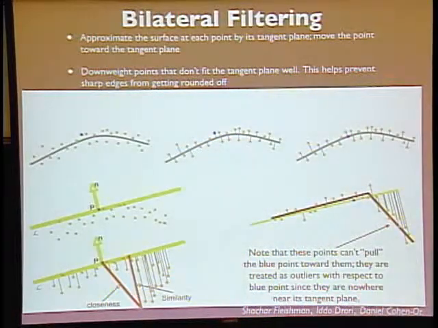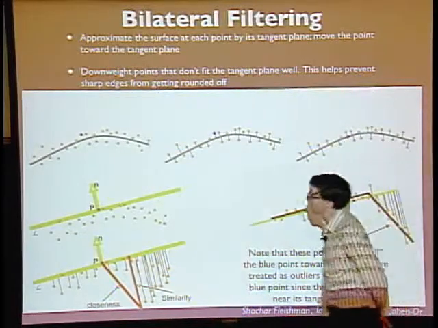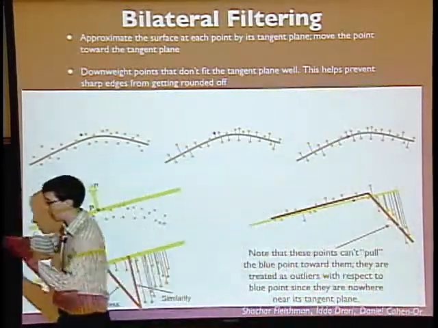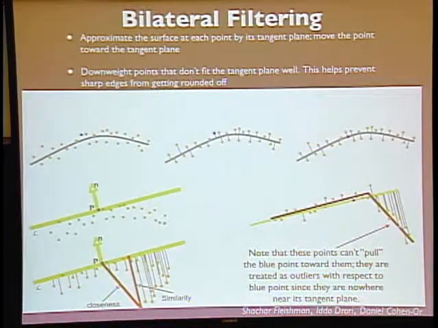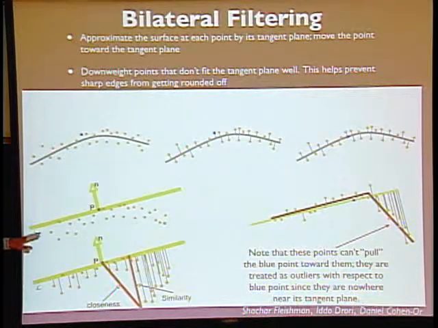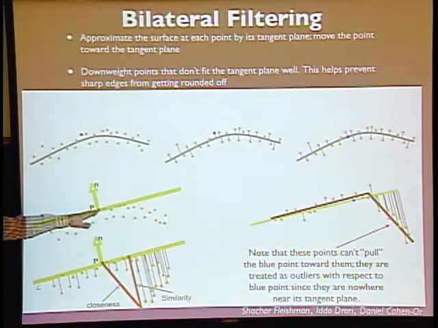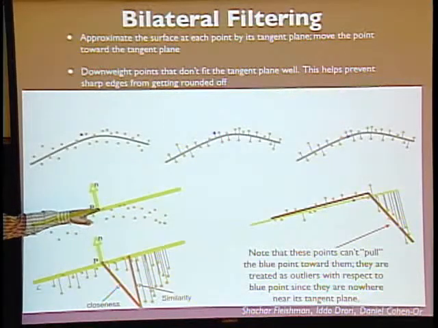One simple thing you can do is say, well, the entire surface itself might have some complicated shape to it, but in a local neighborhood, if I just look at an immediate neighborhood around myself, probably a locally planar approximation is going to do a fair job of estimating the shape of the surface. So if I'm at that blue point, the thing I can do is assume that the surface is locally planar, estimate where that plane is, what its position and orientation is, and then move the blue point onto the plane.